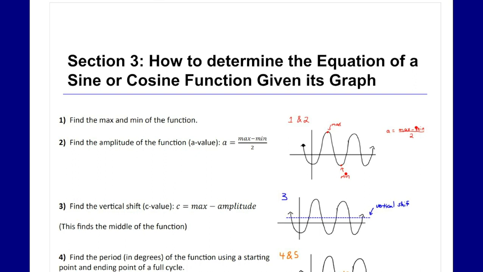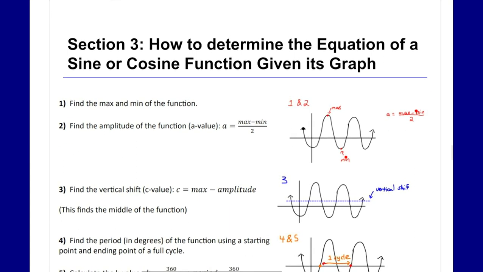So if we're given a sine or cosine wave, we want to be able to determine the function for it. So the steps that we're going to look at: first we want to find the max and minimum value. If I can find the max and minimum value, I can then determine the amplitude of the function, or the a value. I can find the vertical shift, which is the c value, by doing the max minus the amplitude. Again, this is the middle of the function, or the midline. So that c value is the midline. If I subtract the amplitude from the maximum, I'm going to get to what my midline is.